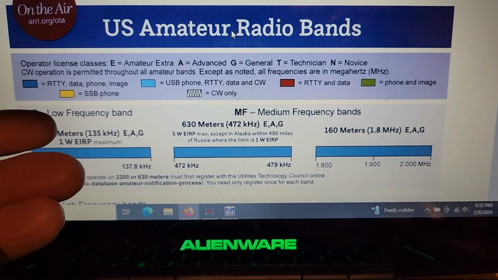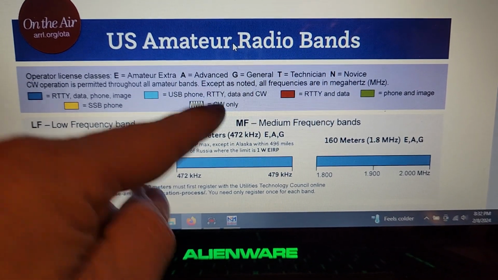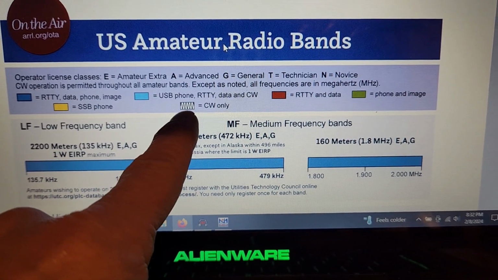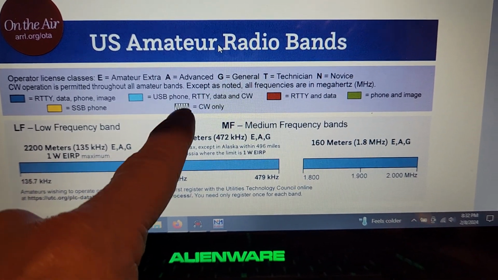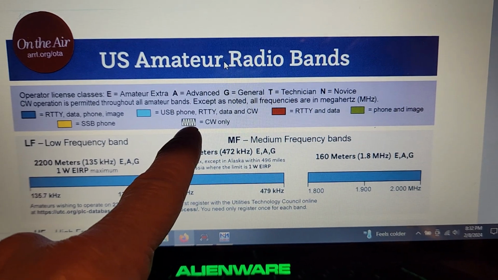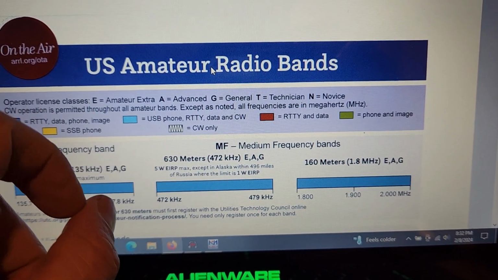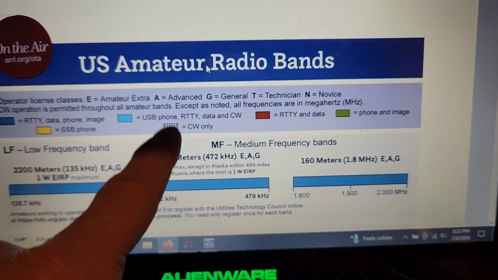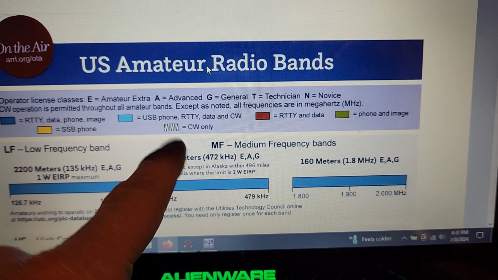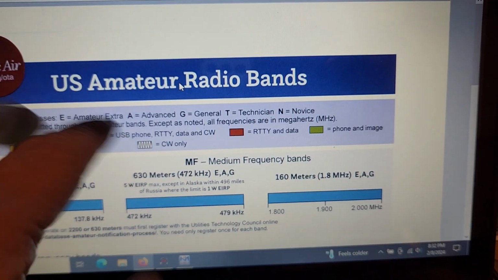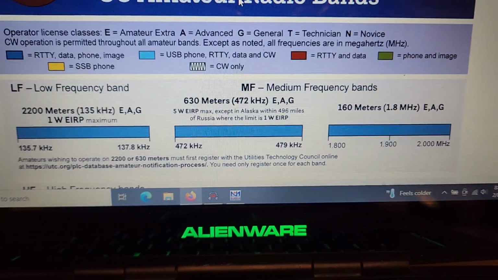And so on. Morse code only, they have a special little symbol for. There's certain parts of the bands where you can only do Morse code. You can pretty much legally do Morse code anywhere, but there's certain parts of the bands where you can only do that, and so on. So we'll kind of step through this.